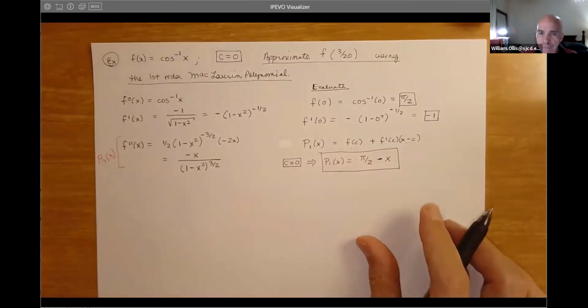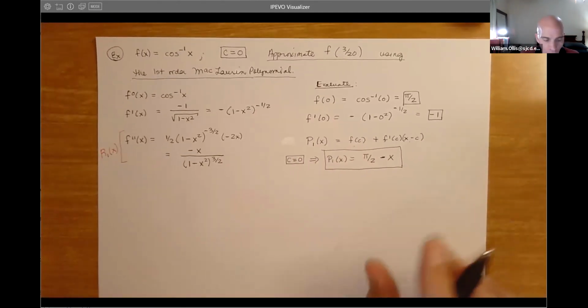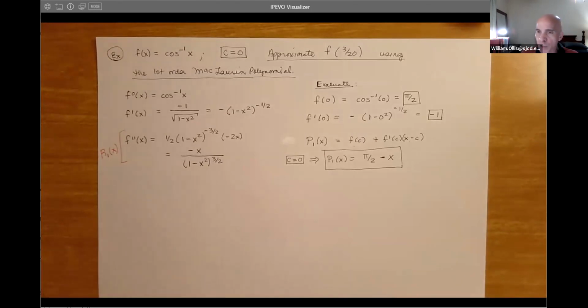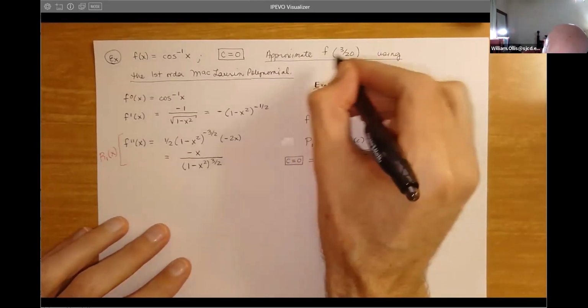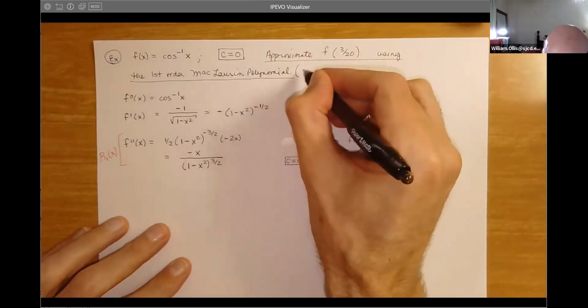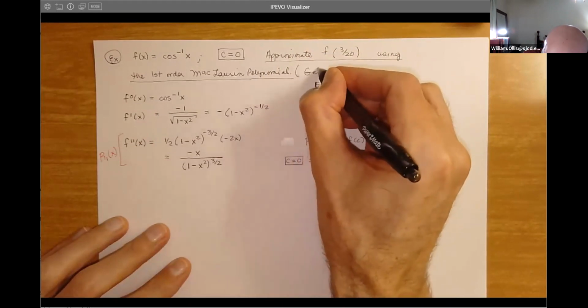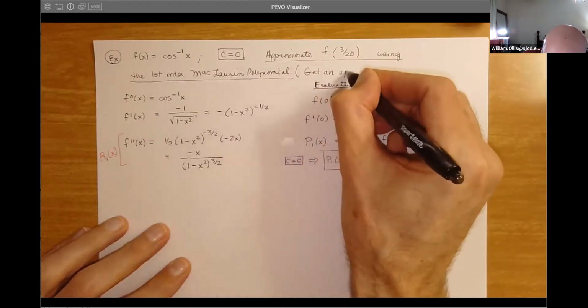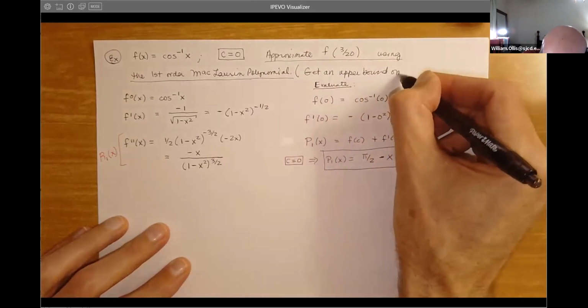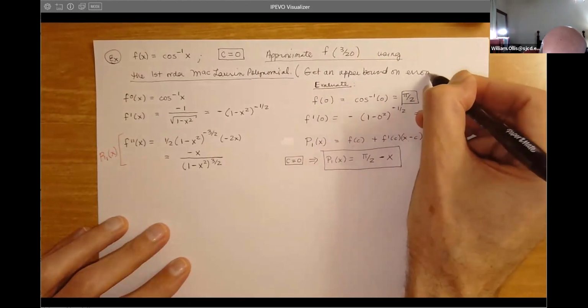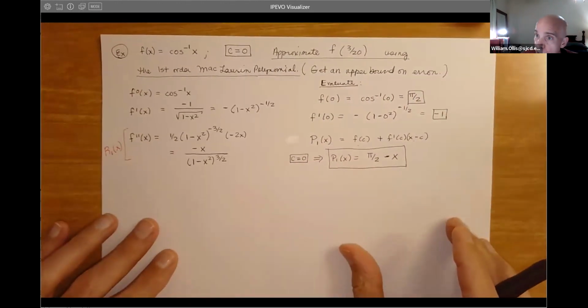Okay? So we don't even have to really figure out what P of 3 over 20 is. We just want to get an upper bound on the error. So approximate using P1, and get an upper bound on error, because that's the best we can do.